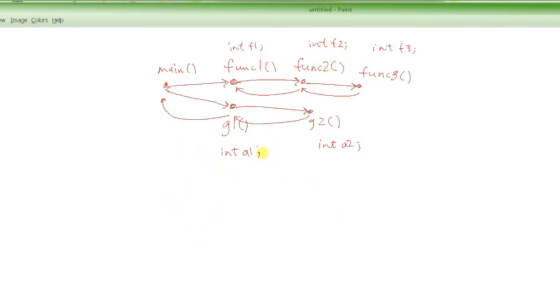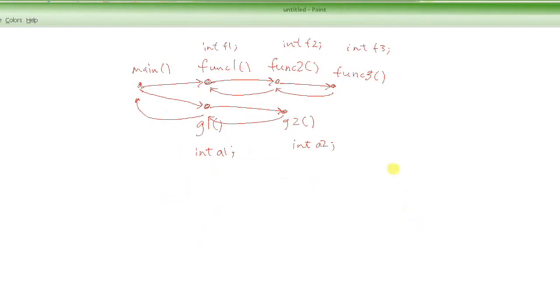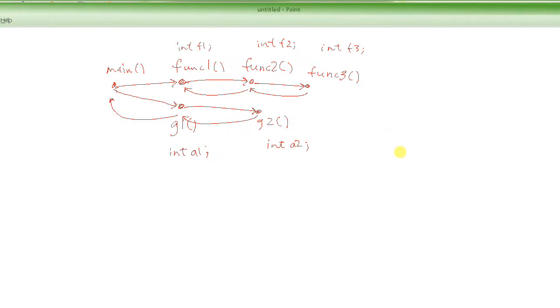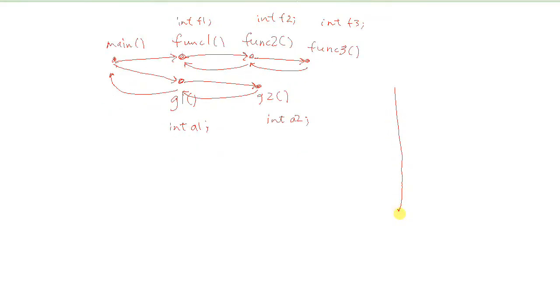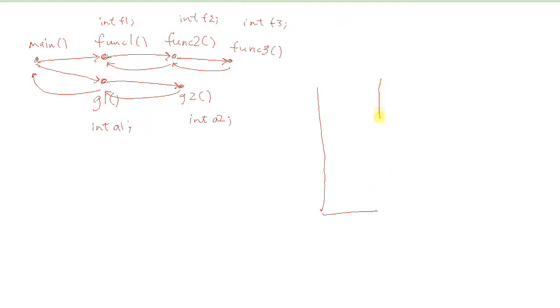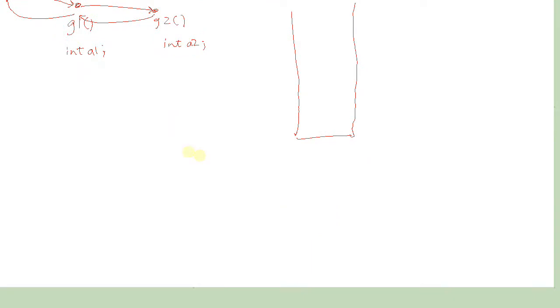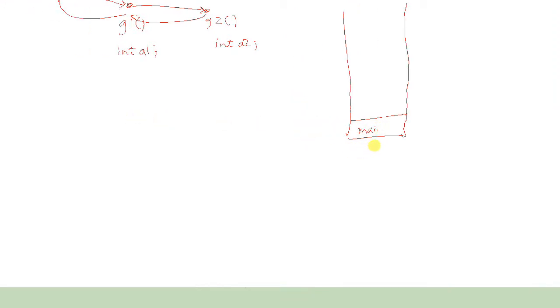But let's look at how these variables are created in memory. They are actually created on the stack. And this is how they look. This is the stack, just like a stack of plates. So the first function which is called is the main function. Let me see if I can raise it.